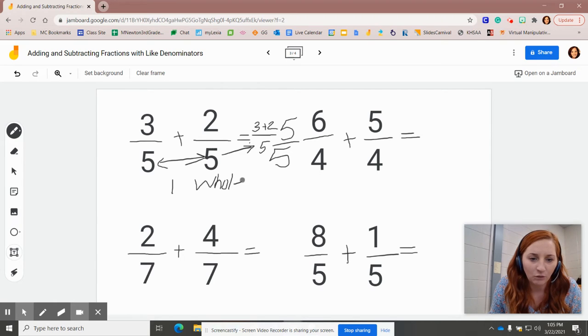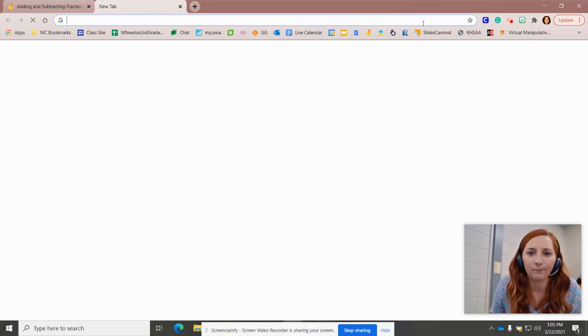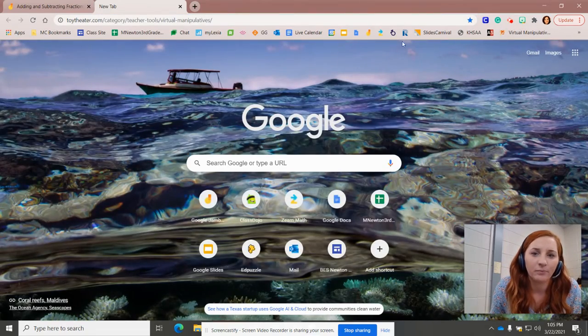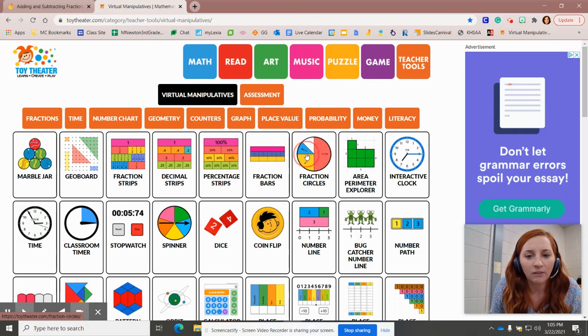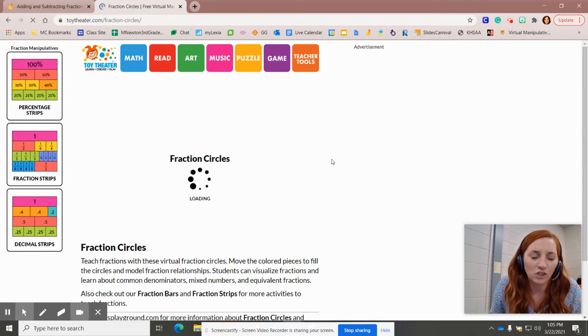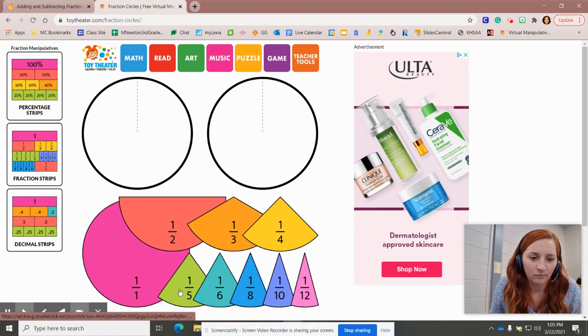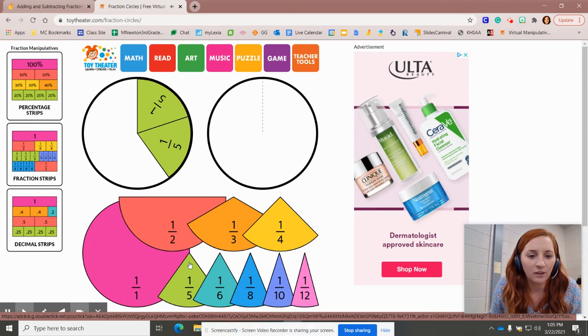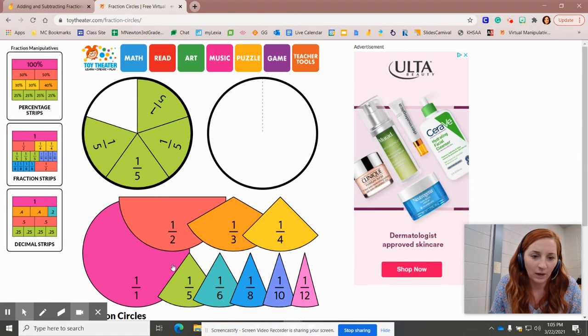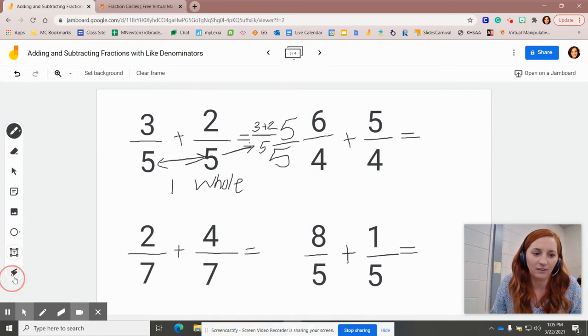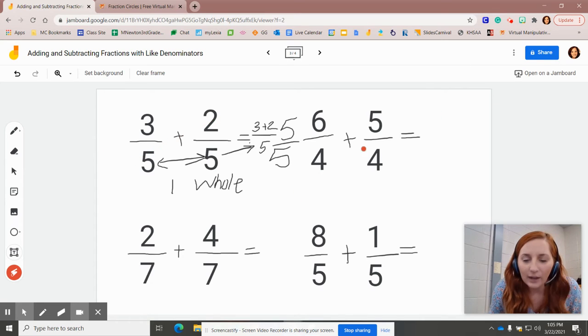Let's check that out using our manipulatives just to make sure. So we are doing the problem 3/5 plus 2/5. Let's click on my fraction circle. Here are my fifths, so I have 1/5, 2/5, 3/5. So that's my problem, 3/5, plus I add 2/5. 1, 2. And look, I get 1 whole pizza. I get 5/5. We know that that is correct. Check. All right, next problem.